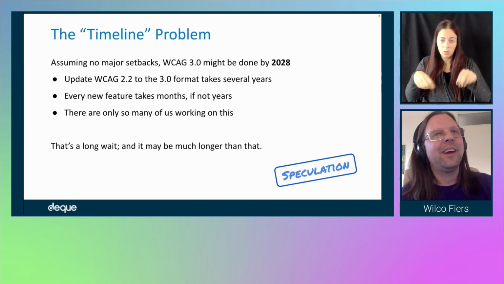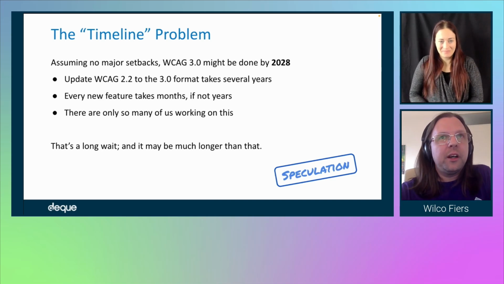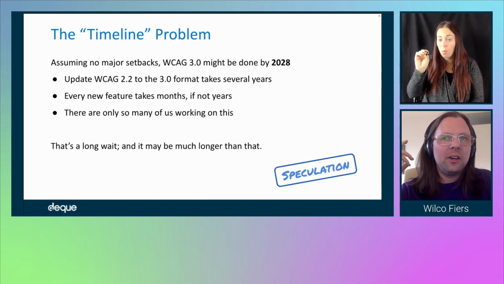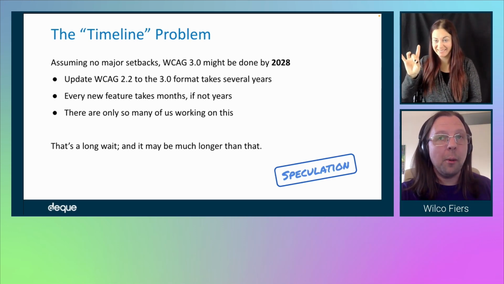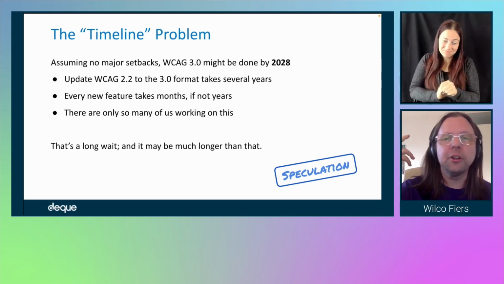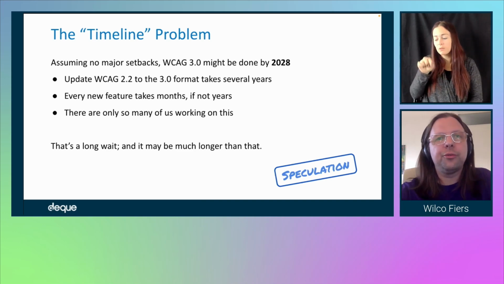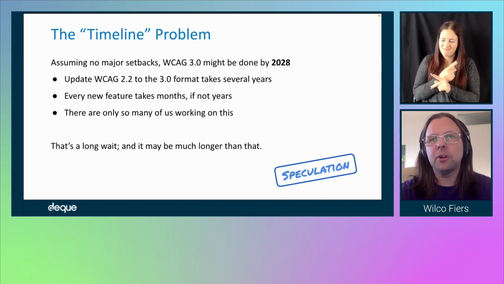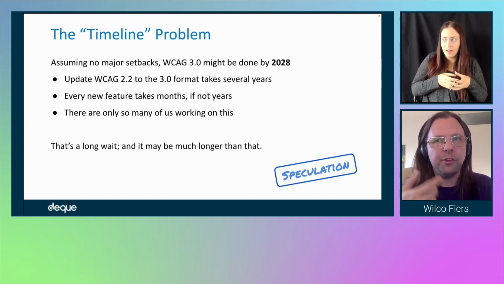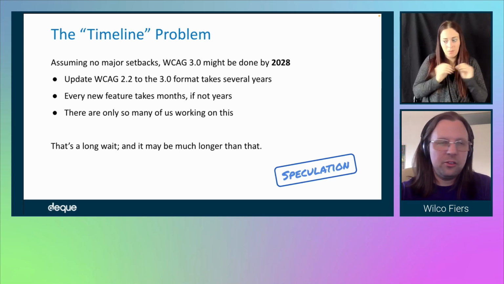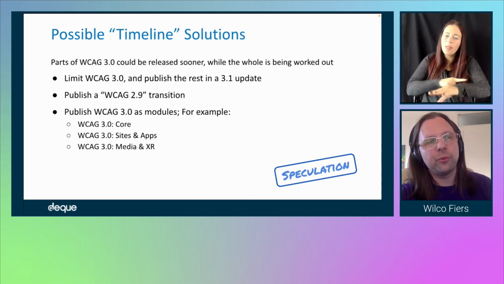I'm running out of time, which is funny for the timeline problem. WCAG 3.0 might be done at the earliest by 2028. There is a lot of work ahead of us. And 2028 is a long time to wait for a next version of WCAG. So we do want to find a way to deliver something earlier. The working group is very aware of the need of providing and solving some of these problems. And waiting 6 years, a decade, is just too long. So we are looking at some options for that.